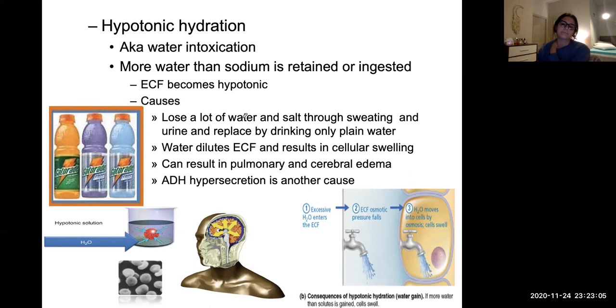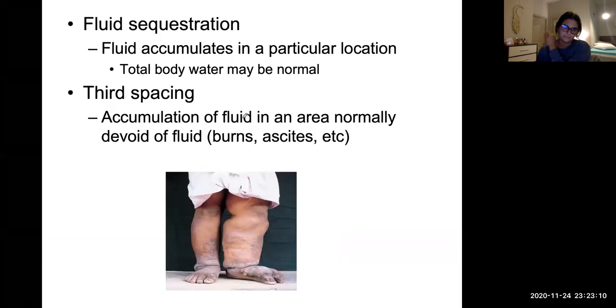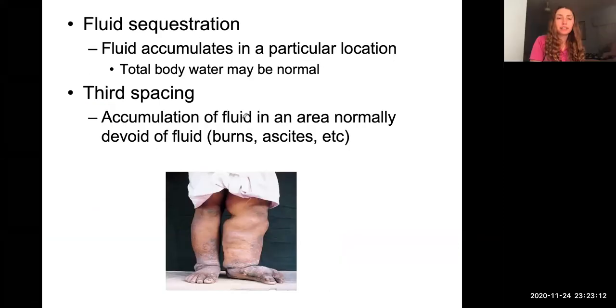Wow, I can't believe I remembered that. And that is what it is. Good shit. Why would we get water intoxication? If you drink a whole crap ton of water without replacing any of the electrolytes you need.